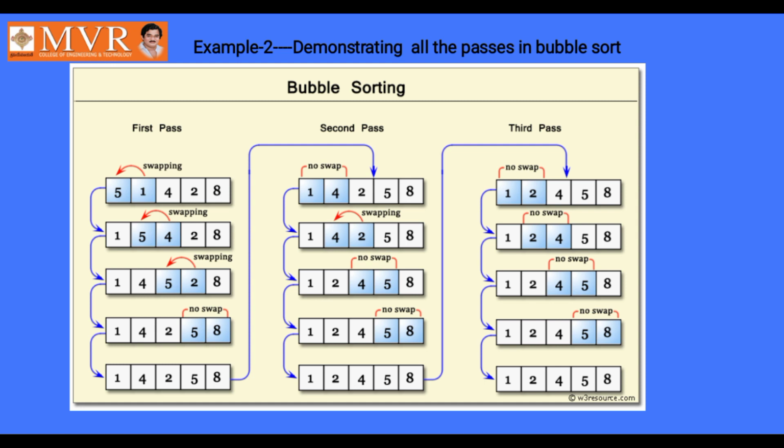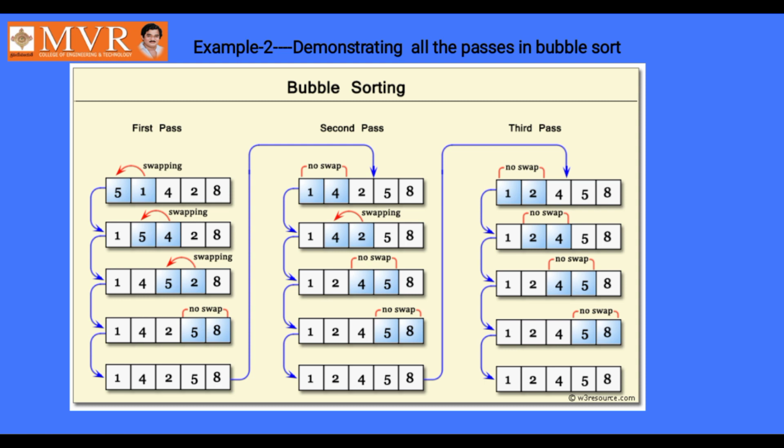In the next step, I compare 5 with 4. After comparing 5 with 4, they are not in ascending order, so I perform the swapping. And then in the third step, I compare 5 with 2. After comparison, they are not in ascending order, so I perform the swapping technique.